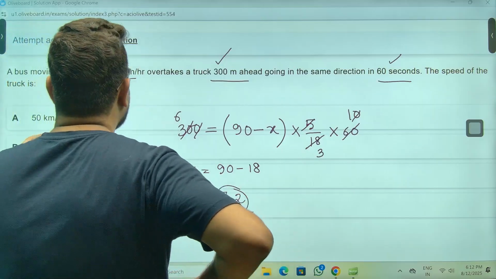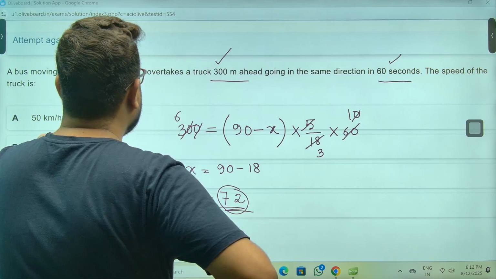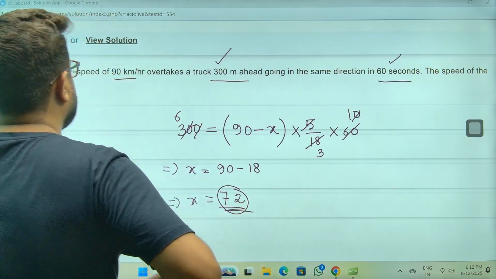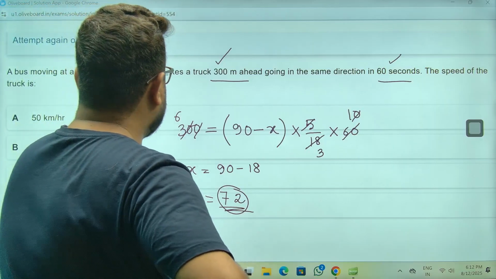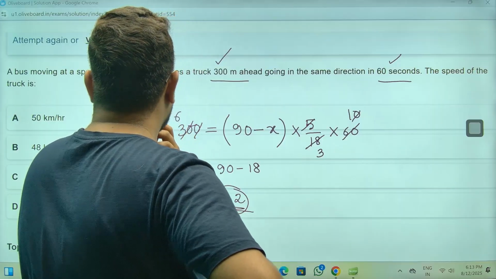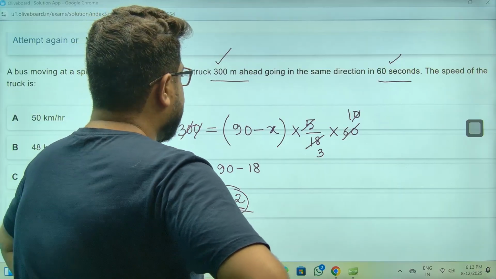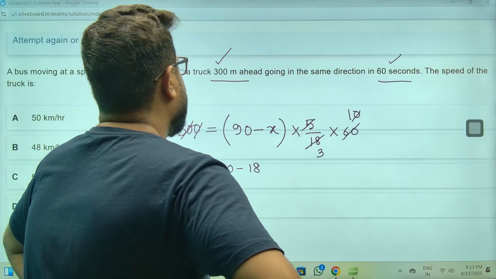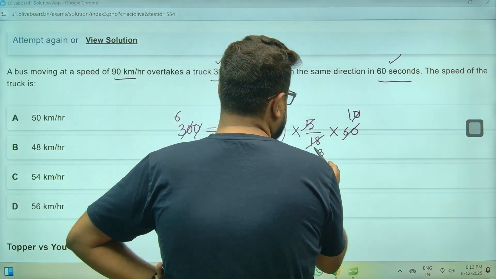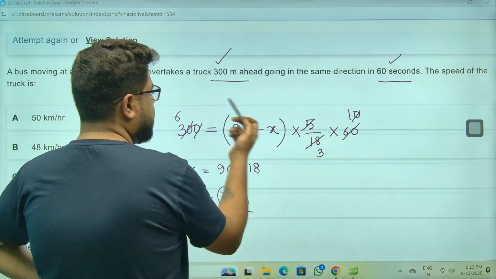Haan, gadbad ho gaya kya, sir? Have we made an error? Have we made an error, sir? 90 kilometer per hour, same direction, minus x, 5 by 18. Calculation mein kuch galat kiya kya? 18, 6 threes, 6 tens, 0 0 gone.